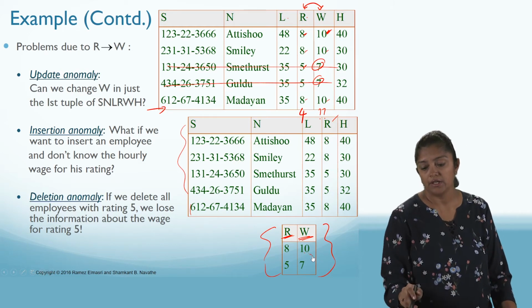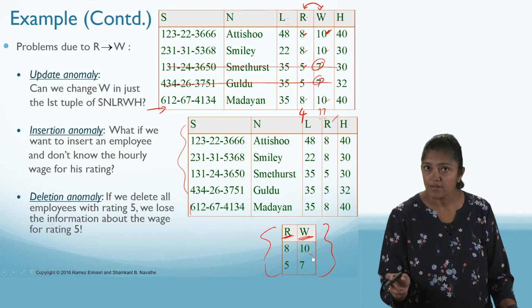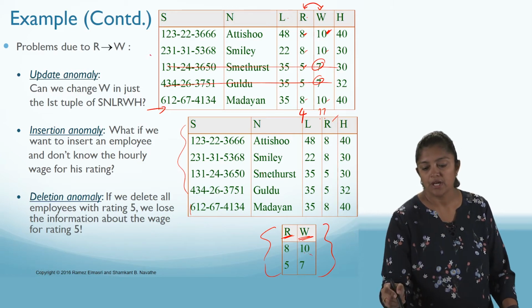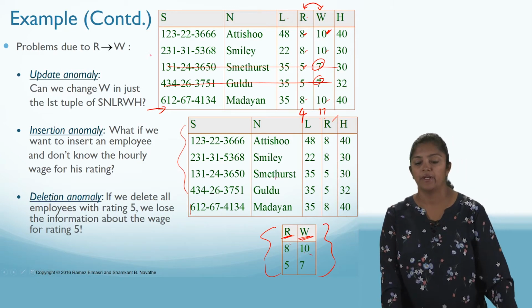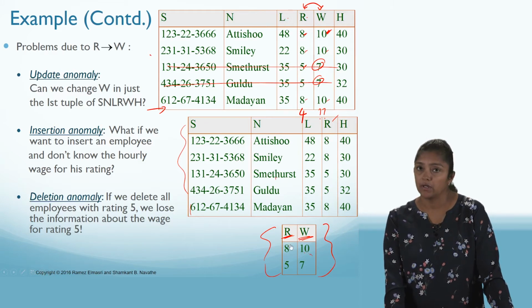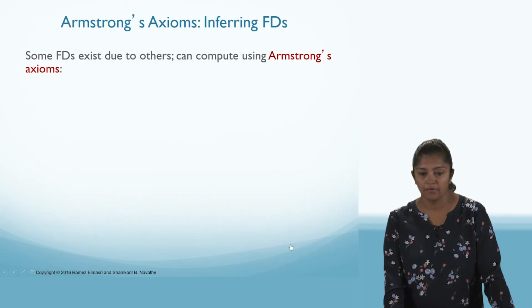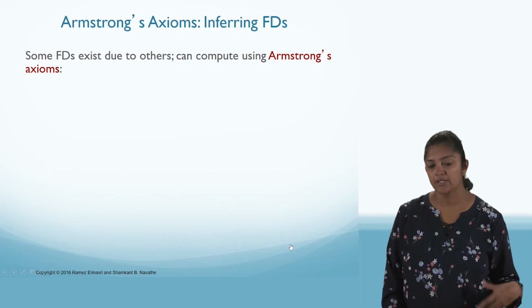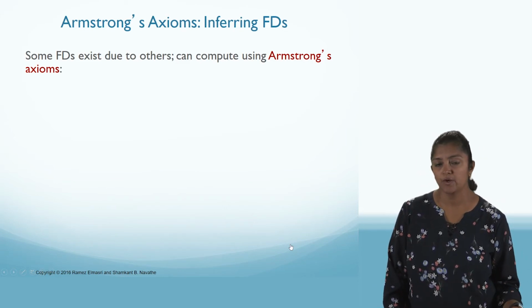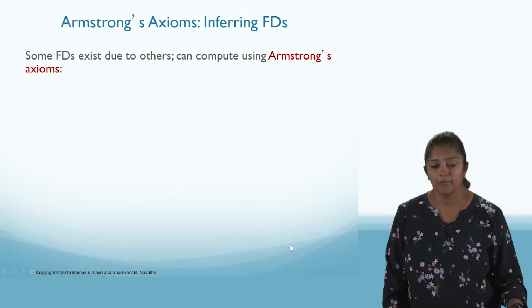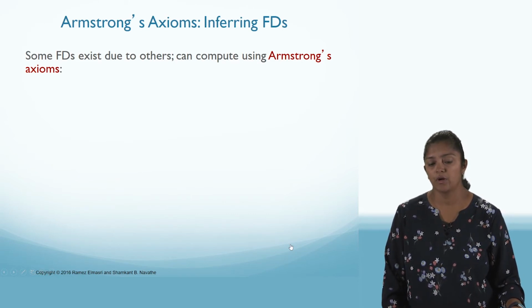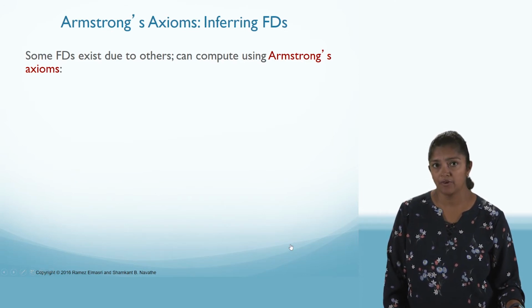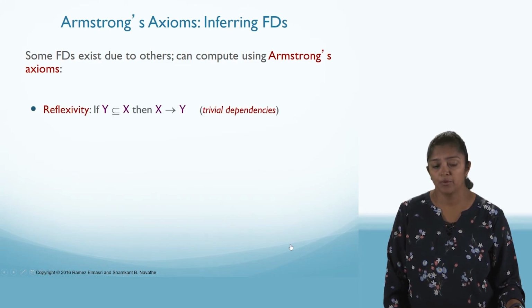So here the design can be fixed or refined by breaking up this first table into two tables, wherein the R and W attributes, those two columns, are pulled out into a separate table. So that's how we fix this issue. Now, in dealing with functional dependencies, there are different axioms that are used. So basically, we use what are called Armstrong's axioms and compute based on some existing functional dependencies. We're able to compute new ones.